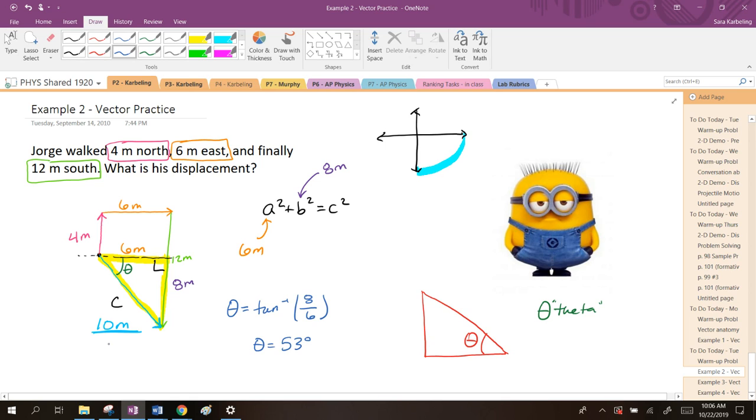So we got 10 meters at 53 degrees. But 53 degrees where? We got to decide that, right? So you're going to line up your pencil and then turn it. So what do we get? South from east? Awesome. You guys are rocking this.